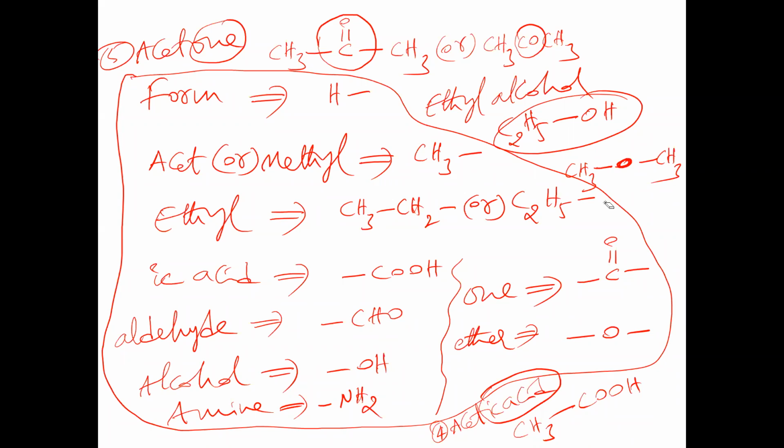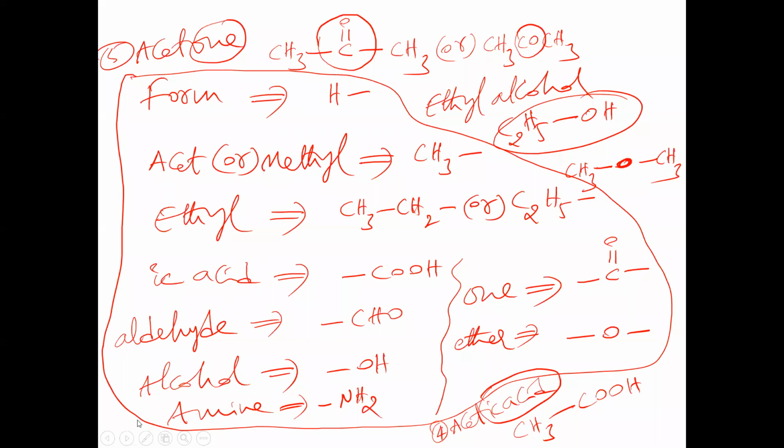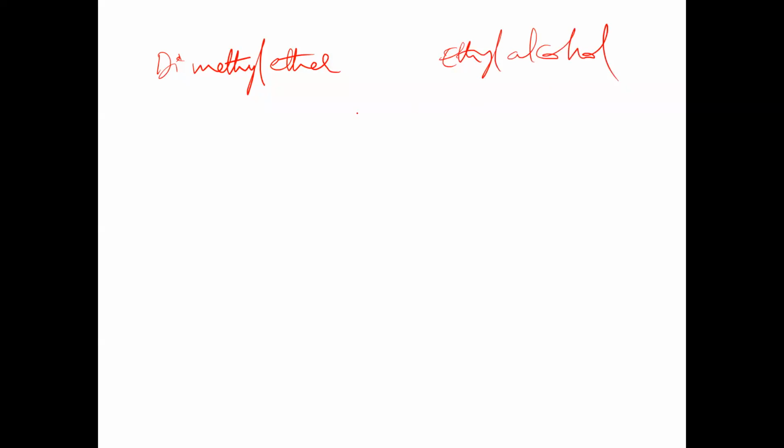If you need, let's take the screenshot. Next case. Suppose you take dimethyl ether and ethyl alcohol. Now dimethyl ether. Ether means we have to write bond O bond.